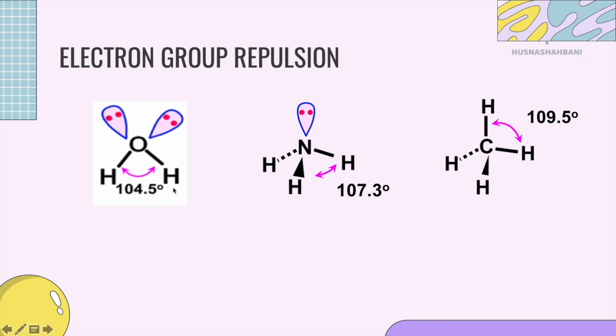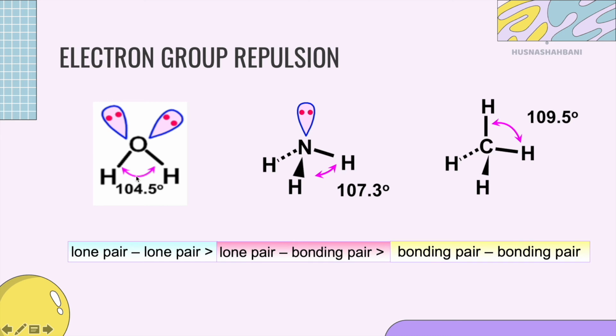So for electron group repulsion here, you have two lone pairs. These two lone pairs repel with the bonding pairs. These two lone pairs are repelled together. This lone pair repels with this lone pair, and it will push this electron downward to repel this bonding pair, making the bond angle 104.5.